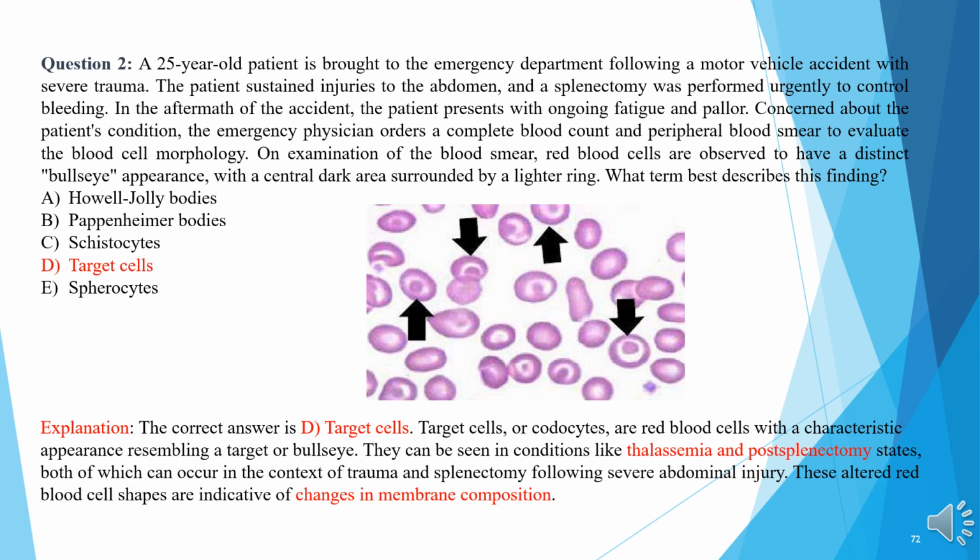Target cells. Target cells, or codocytes, are red blood cells with a characteristic appearance resembling a target or bullseye. They can be seen in conditions like thalassemia and post-splenectomy states, both of which can occur in the context of trauma and splenectomy following severe abdominal injury. These altered red blood cell shapes are indicative of changes in membrane composition.